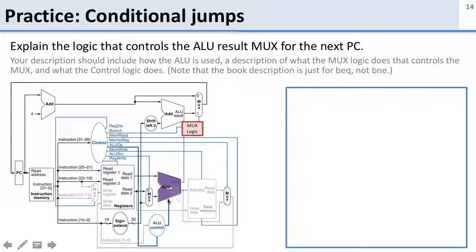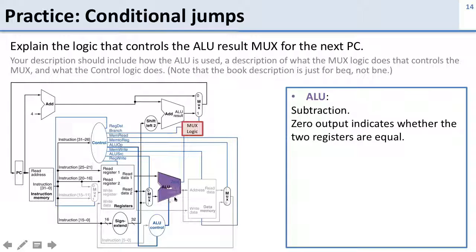All right, so here's our ALU, and what's our ALU going to do? Well, it's going to do subtraction, and that's because we want to know if we're going to do a conditional jump. So the 0 output tells us whether the two registers are equal. So if we want to do branch equal or not equal, we need to take the 0 output here. I'm going to send that into our mux logic.